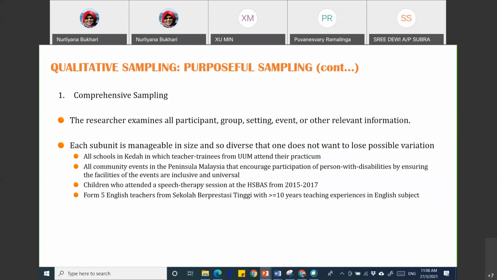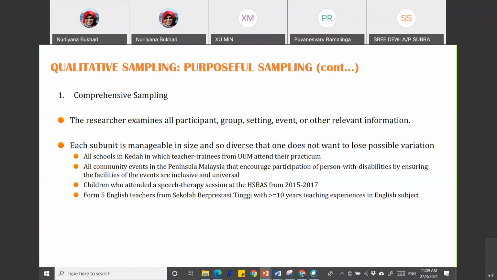Okay, so comprehensive sampling. In this one, the researcher examines all participants, groups, settings, events, or other relevant information that we want to use. It means, for example, all schools in Kedah in which teacher trainees from UEM attend their practical, or all community events in Peninsula Malaysia that encourage participation of persons with disabilities by ensuring the facilities of the events are inclusive and universal.